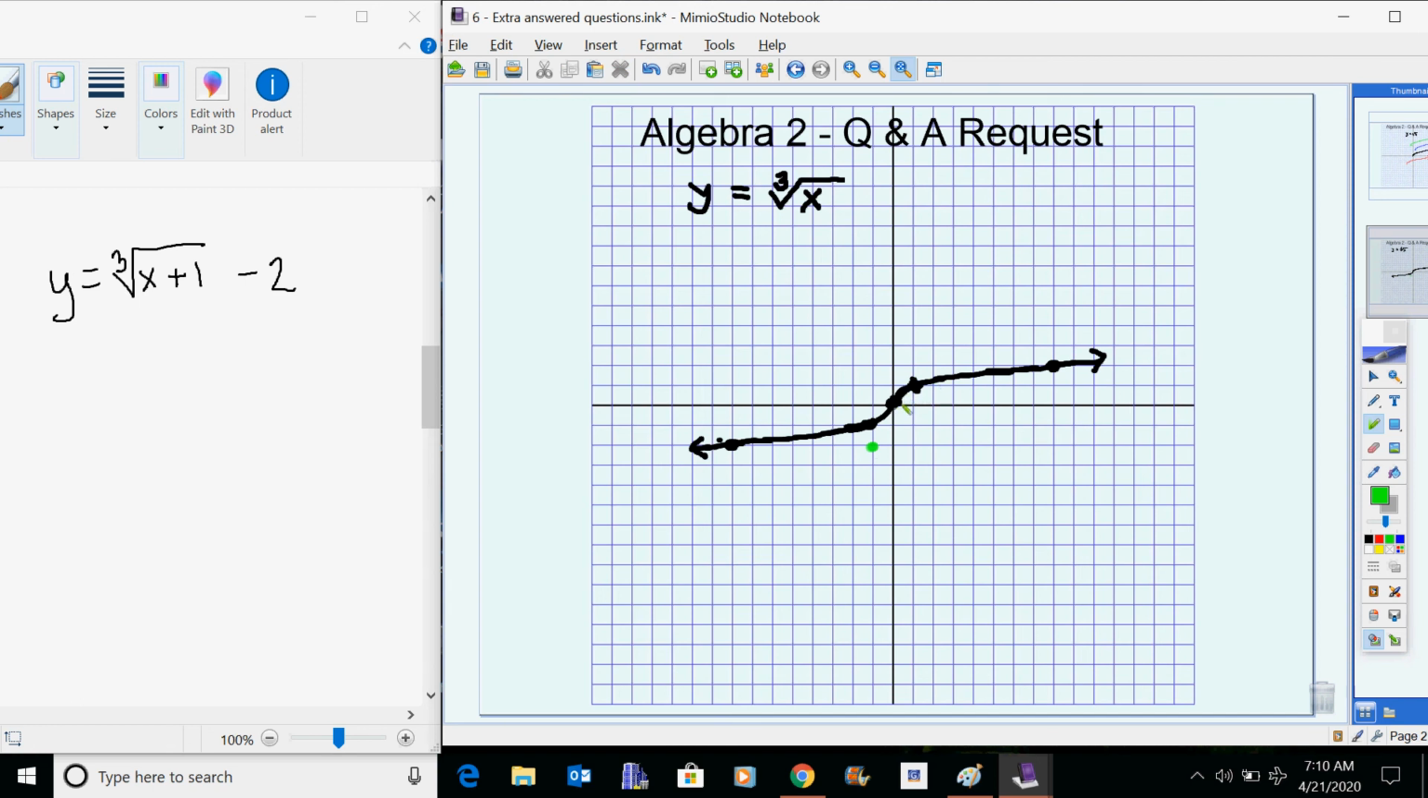When we look at the parent graph and we think about cube roots, the cube root of 1 is 1. The cube root of 8 is 2. The cube root of negative 1 is negative 1, and the cube root of negative 8 is negative 2. So that's where those original ordered pairs come from. So when they all get shifted, it's left 1, down 2, but the pattern stays the same. Okay, so you've got a point here and a point here. Here's our pattern.